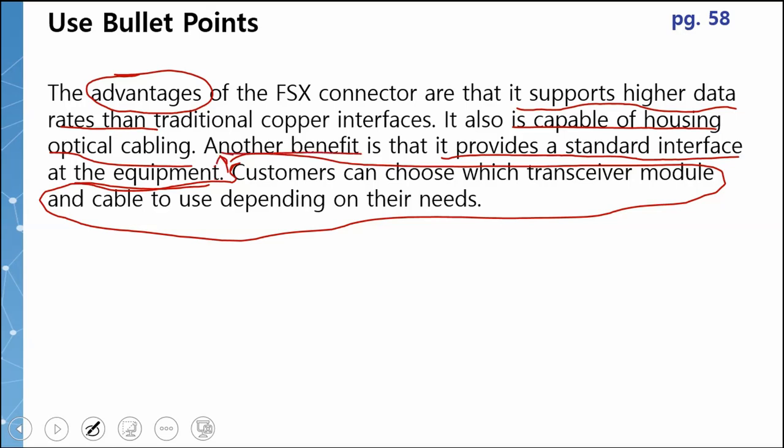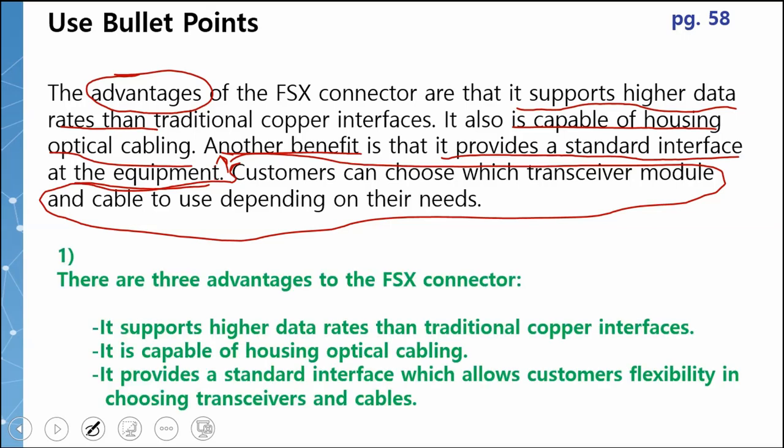So how can we rewrite this in a bullet point list so that it's clear? We could write, there are three advantages to the FSX connector. That's kind of a tongue twister right there. Okay, so there are three advantages. So you're making it easier for the reader to number them, right? In the original up here, it said the advantages are, but it doesn't say how many advantages. So it's up to the reader to figure out how many advantages there are, and they have to read very carefully to figure it out. Why make your reader do all that work? Do it for them. There are three advantages to the FSX connector.